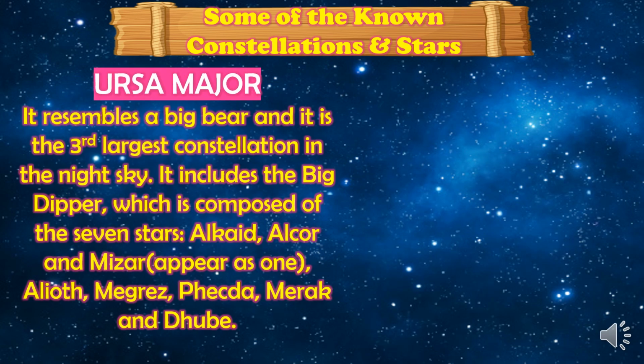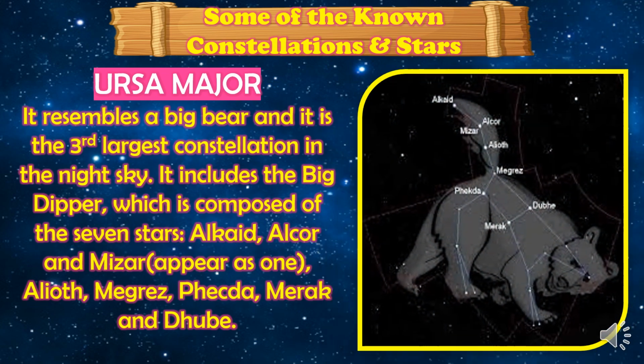First, we have the Ursa Major. It resembles a big bear, and it is the third largest constellation in the night sky. It includes the Big Dipper, which is composed of 7 stars: Alkaid, Alcor and Mizar which appear as one, Alioth, Megrez, Phecda, Merak, and Dubhe.